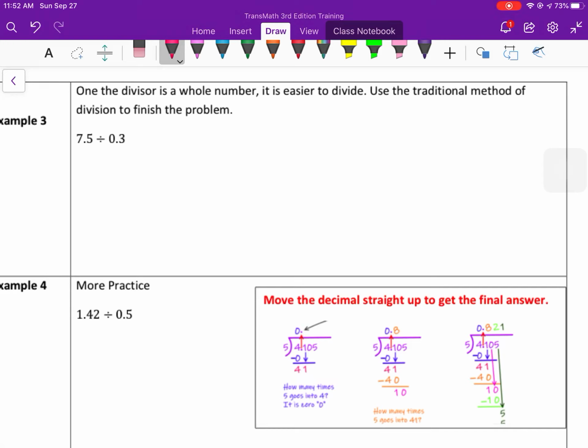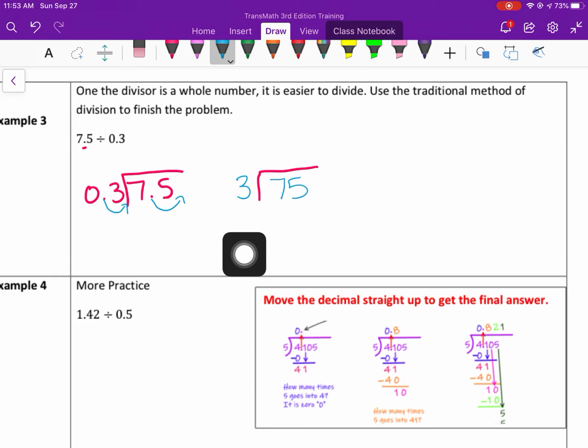Okay, so this says 7.5 divided by 0.3. So first, the first number is the one that goes on the inside of the division, and then 0.3 goes on the outside. In order to make this easier, I want to make the outside number into a whole number. So it is a 0.3, so I'm going to move the decimal over one spot to make that a whole number 3, which means I'm going to move the decimal place over one spot here, and that becomes 75.